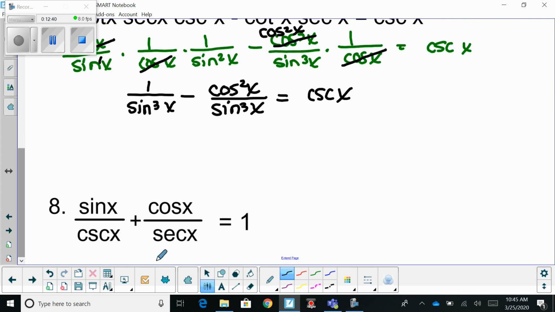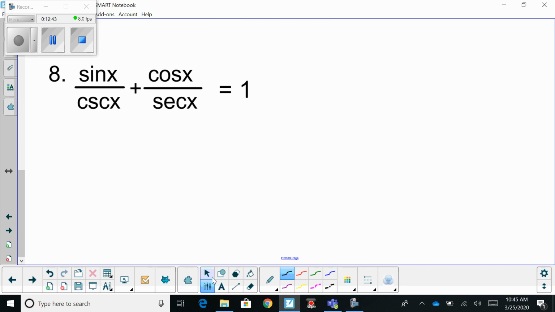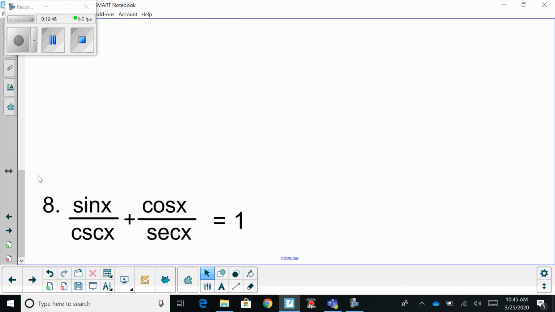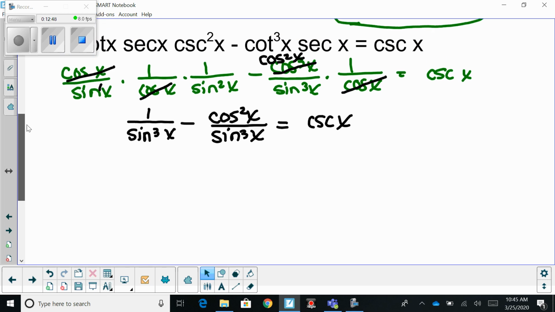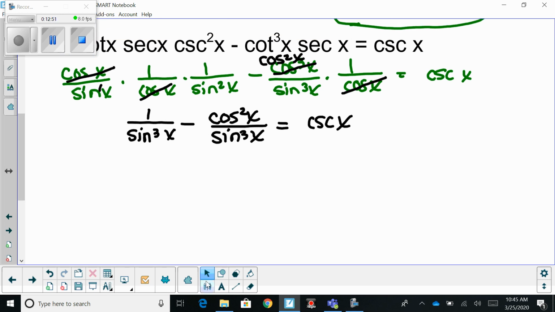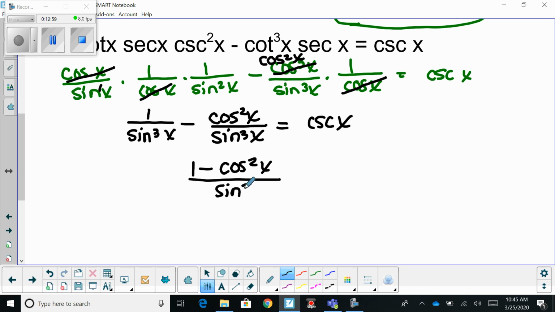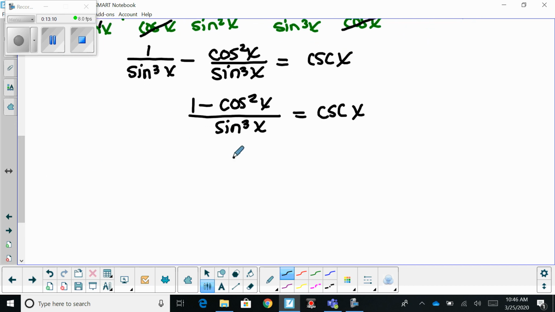Since these have like denominators, I'm going to go ahead and put them together. Give myself just a little bit more room. Okay, again, since the denominators are the same, I'm going to put them together. 1 minus cosine squared x all over sine cubed x. And then by now you should start recognizing anytime you have pluses or minuses, 1 minus cosine squared, I know is sine squared x over sine cubed x equals cosecant x.